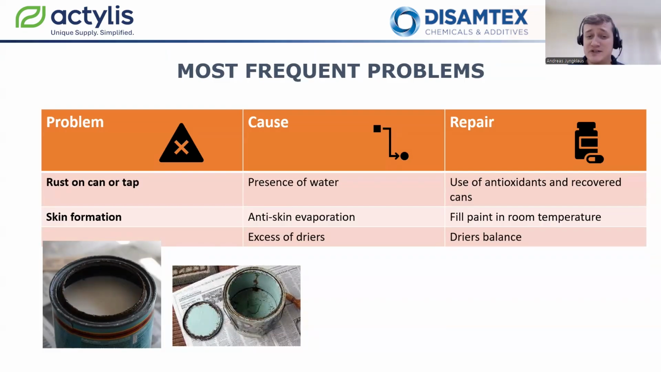One instance is corrosion and skin formation, often due to the presence of water, solvent evaporation, or excessive use of dryers. These issues can be corrected by using antioxidants, adjusting dryer levels, handling paints at proper temperatures, and so on.